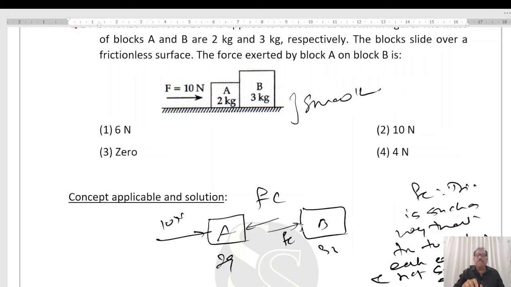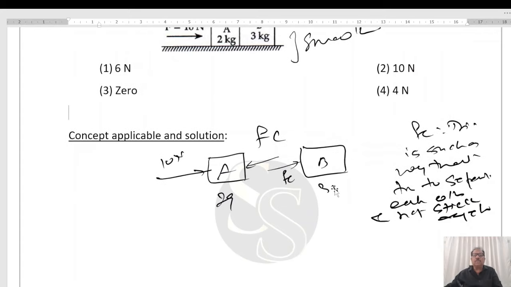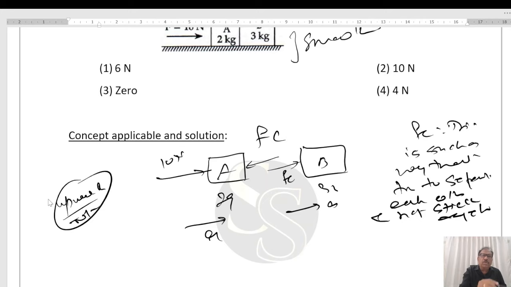Now, as there is no vertical motion, the weight will be balanced by the reactions, right? In this case, they move with the acceleration a. In both the cases, the upward reaction will be equal to the weight, right? Because there is no vertical motion. Then it will move in this direction.